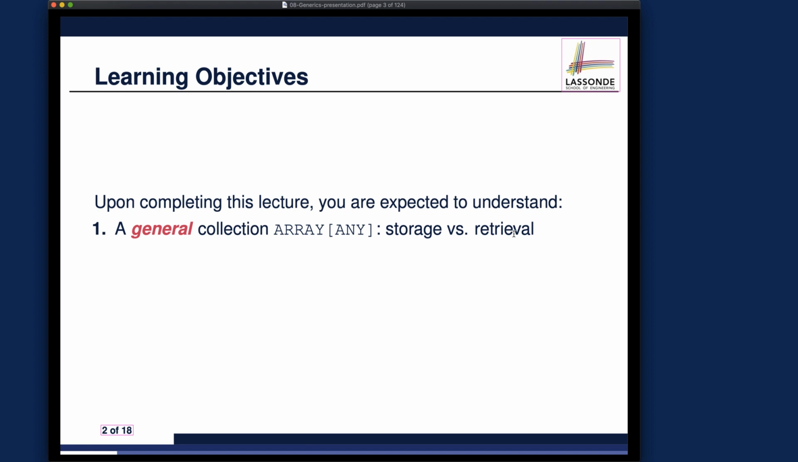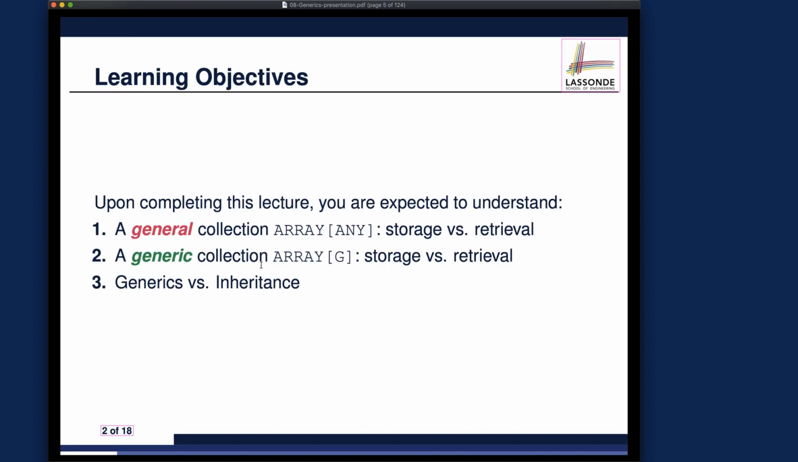In contrast, secondly, we want to talk about what storage and retrieval would be like if we declare a generic collection, in this case array of G, where G is simply a class-level generic parameter representing the type of each member in the array. So we want to see item number one versus item number two. Finally, we'll make some concluding remarks about generics versus inheritance being two independent design aspects that you want to pay attention to. We'll give you some guiding principles at the end of the lecture.